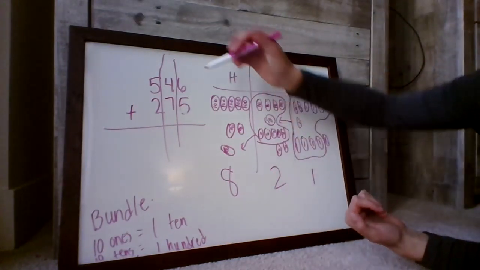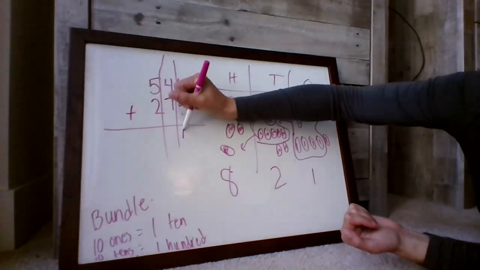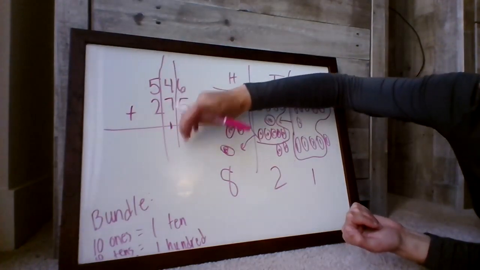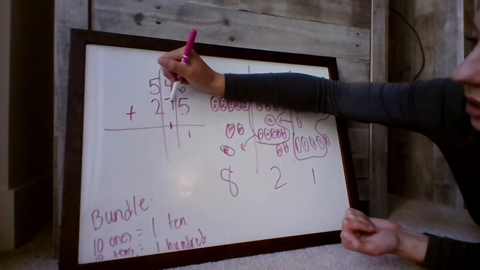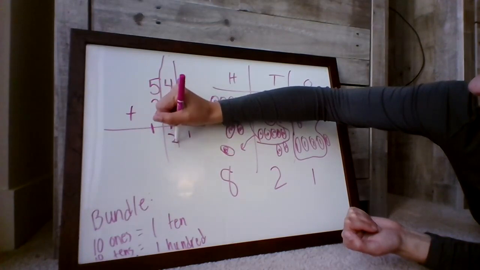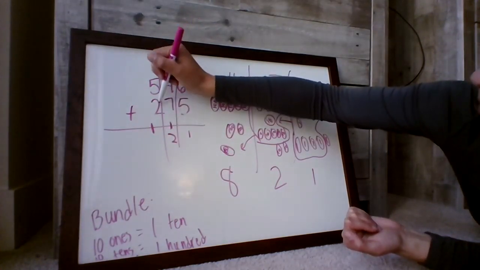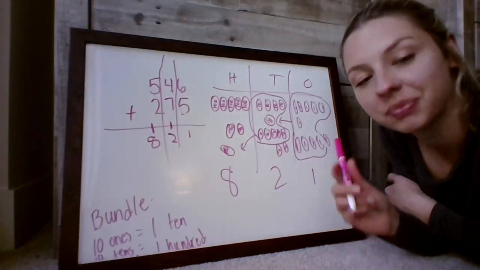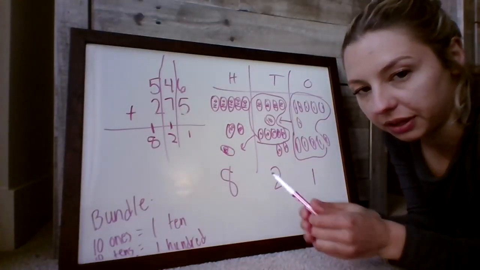Let's try over here. 6 plus 5 is 11, but I'm going to carry the 10 and bundle it in our tens column. 4 plus 7 is 11, plus 1 more is 12. I'm going to put the 100 here and the 2 here for 12, and 5 plus 2 is 7, plus 1 more is 8. 821.